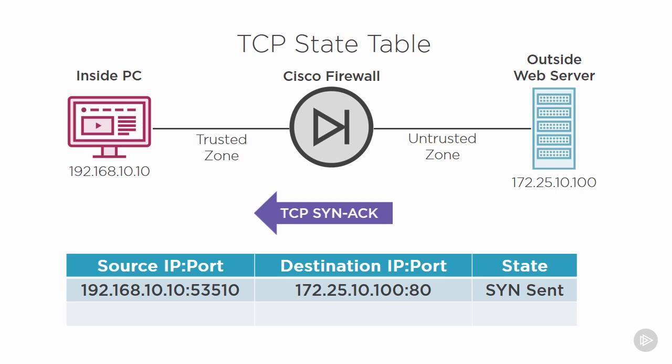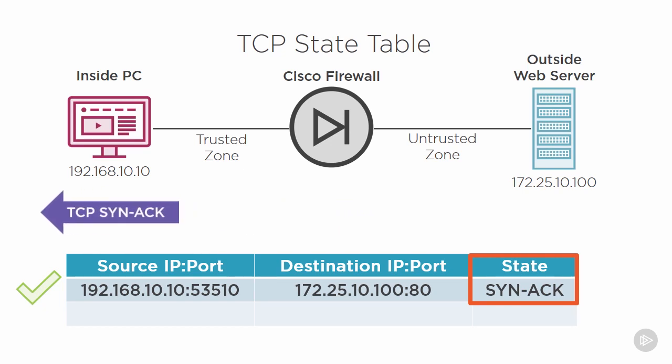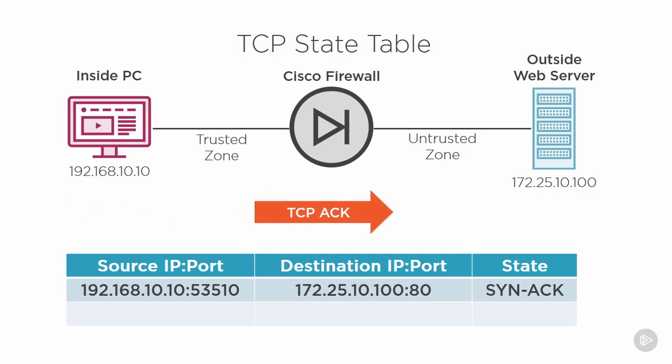Since the last TCP state recorded in the table was SYN sent, what we're going to be looking for and allowing is a SYN ACK message back from 172.25.10.100 on port 80 going to my inside PC's workstations. Since that's the case, we will then change the state of our TCP state in the table, forward that message on to the inside PC, and then allow the inside PC then to send the TCP ACK.